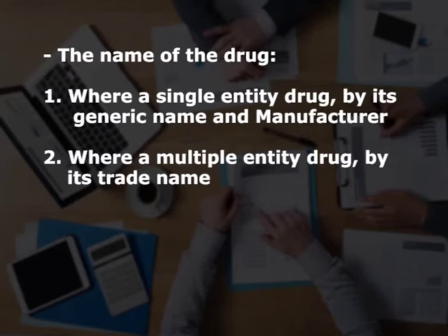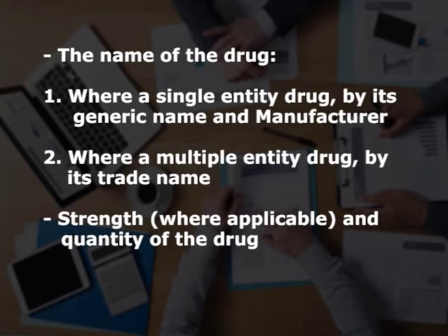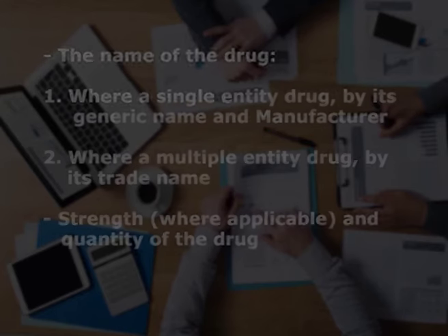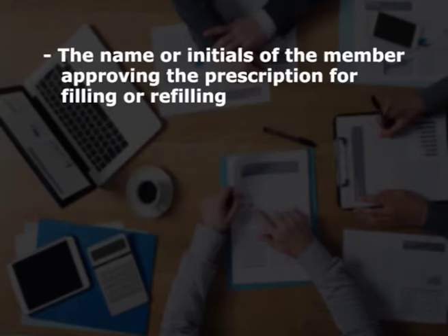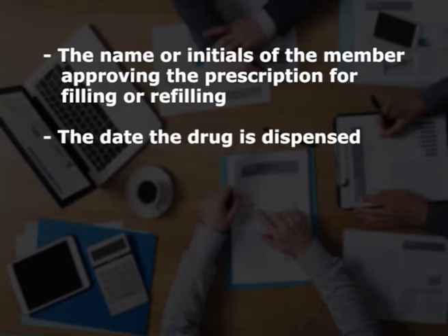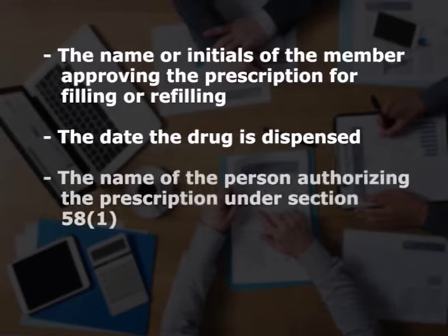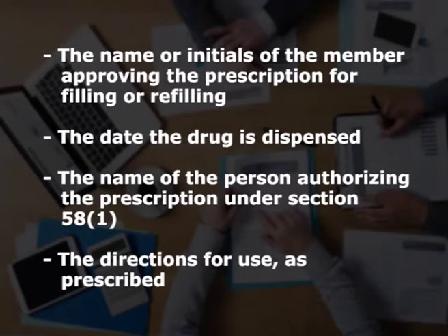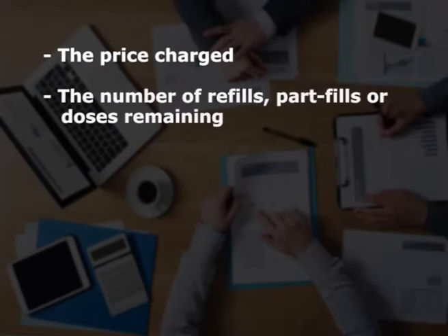where a multiple entity drug by its trade name, strength, where applicable, and quantity of the drug, the name or initials of the member approving the prescription for filling or refilling, the date the drug is dispensed, the name of the person authorizing the prescription under Section 58(1), the direction for use as prescribed, the price charged, and the number of refills, part fills, or doses remaining.